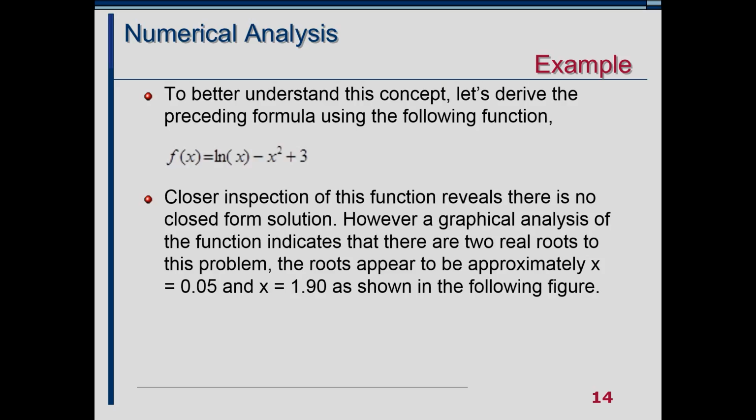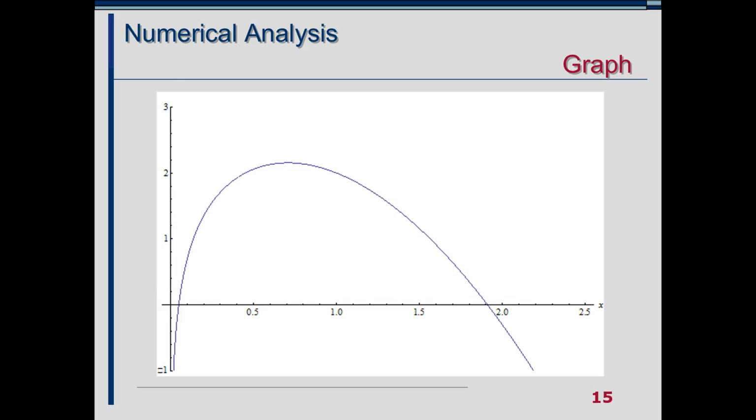A graphical analysis of the function indicates there are 2 real roots to this problem. The roots appear to be approximately x equals 0.05 and 1.9. The way we know this is I simply graphed this equation. I plugged it into GraphCalc or Mathematica or MATLAB or whatever graphing software you have, and you can see that there appear to be 2 roots, one right here and one right here.